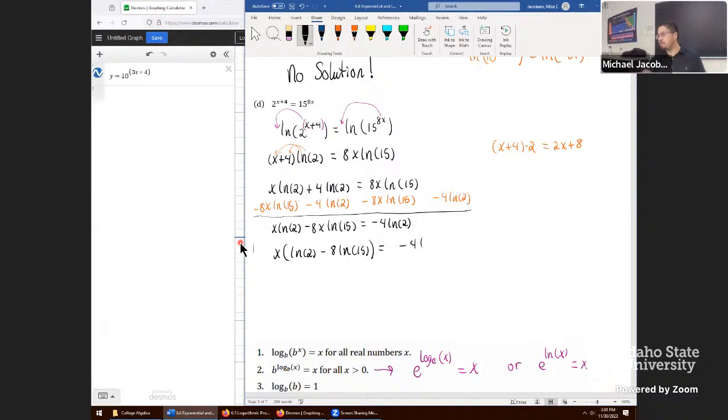Still equal to -4 natural log 2. So now at this stage, x is in one spot, and the only thing we have to do to solve it is divide by this entire group, natural log 2 minus 8 natural log 15. Probably a good moment to catch our breath on this one, though. Any questions so far?